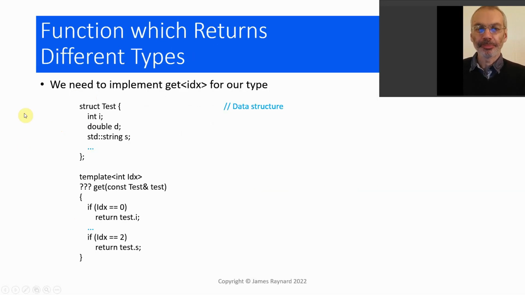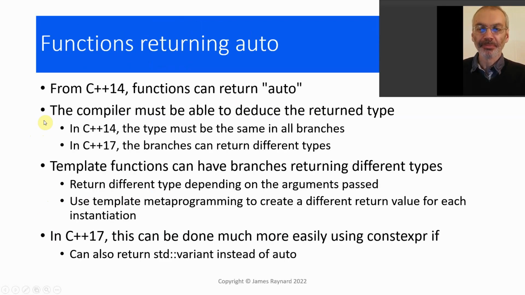We need to implement the get function by index for our type. So presumably this will require a function which is templated with the index as the template. This will take the object as argument, and then somehow it'll decide which member to return. From C++14, functions can have a return type of auto, which means that the compiler will deduce the return type. In C++14, this had to be the same in all branches through the function, but in C++17, the branches can return different types.